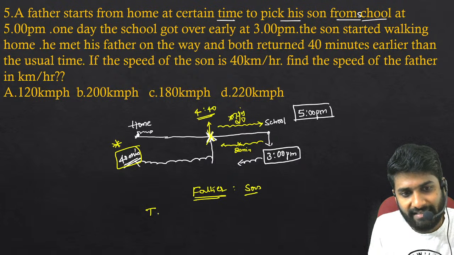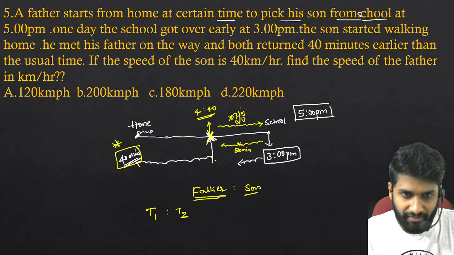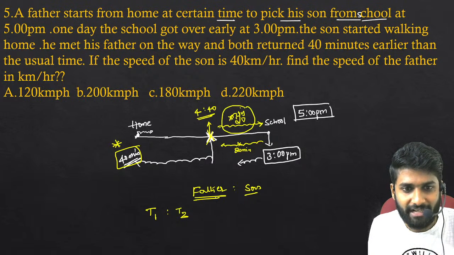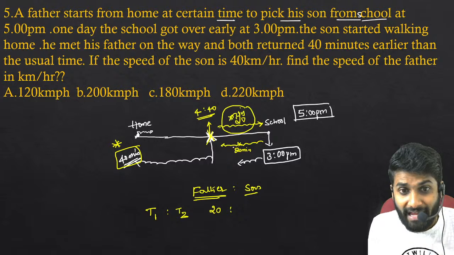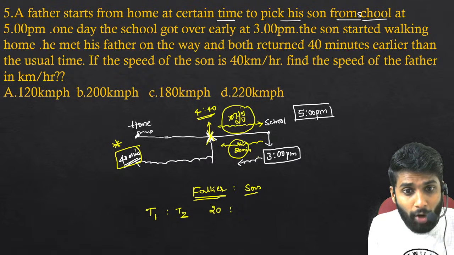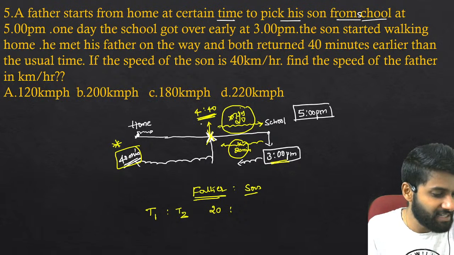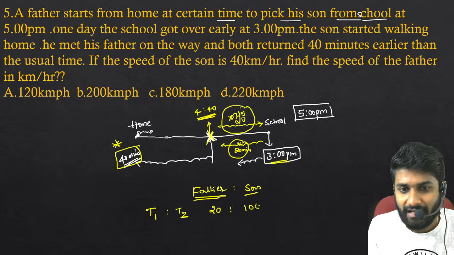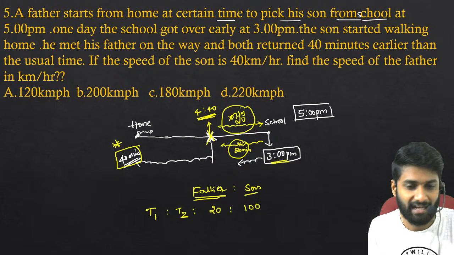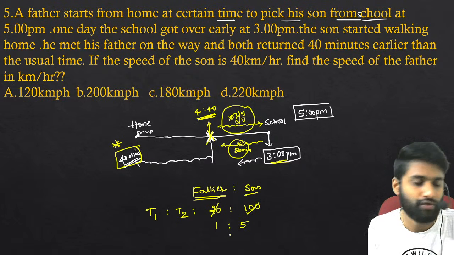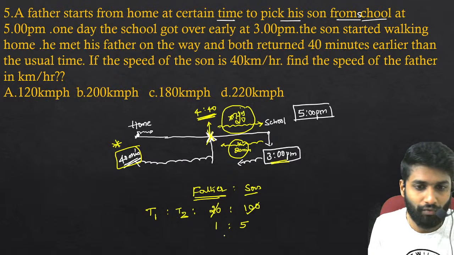Father and son time ratio: T1 is to T2. Now what is the observation? The father covered this distance in 20 minutes. At the same time, the son starts at 3 p.m. and meets at 4:40 p.m. So he was taking a journey of 100 minutes. Now, the ratio of father and son in time is exactly equal to 1 is to 5. The ratio of timing is 1 is to 5.